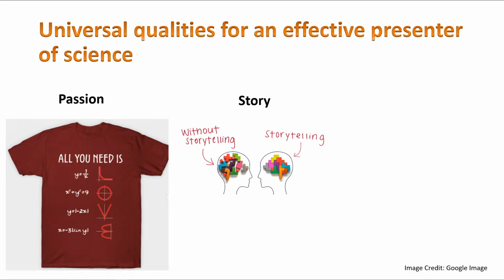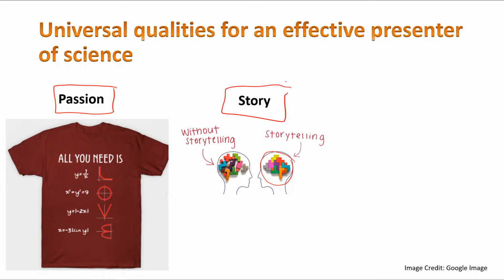The second universal quality is that you are telling a story. With storytelling, you connect all the pieces together. Without storytelling, the audience is confused, the pieces in their mind will not fit together, and they will not be able to follow you. They'll be distracted with other things. But if you are telling a good story, the audience will be immersed and engaged with what you are presenting. So that is the second universal quality of a good presenter.